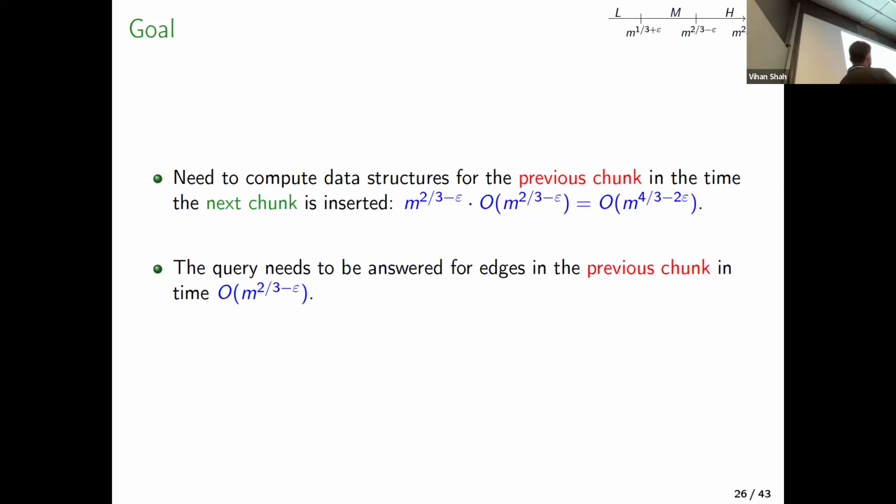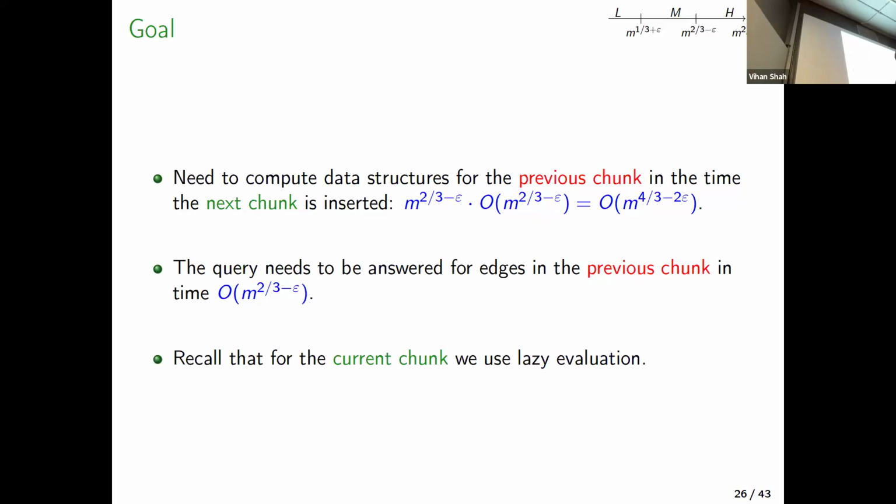And the queries need to be answered in this much time. So you compute data structures in this much time, and you answer queries still in this much time. And don't worry about the current chunks. We're just going to use lazy evaluation for that.